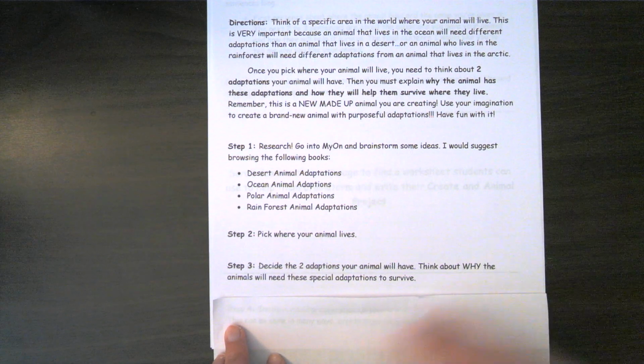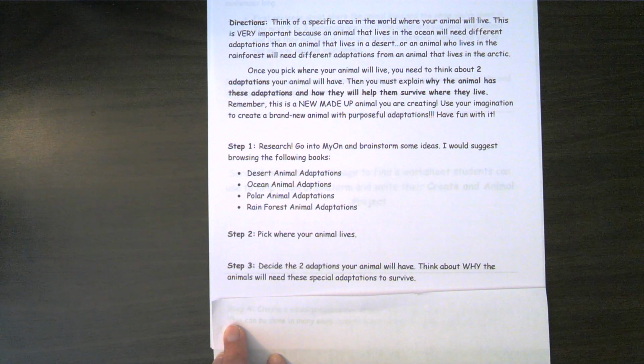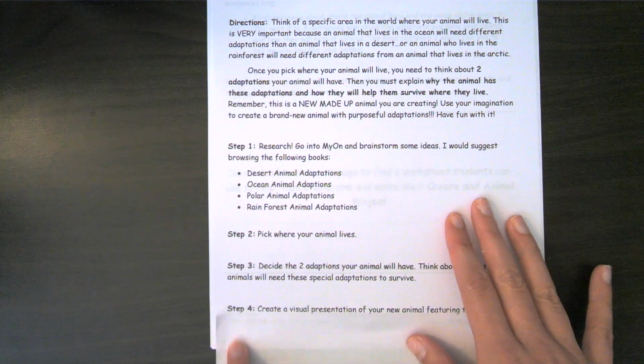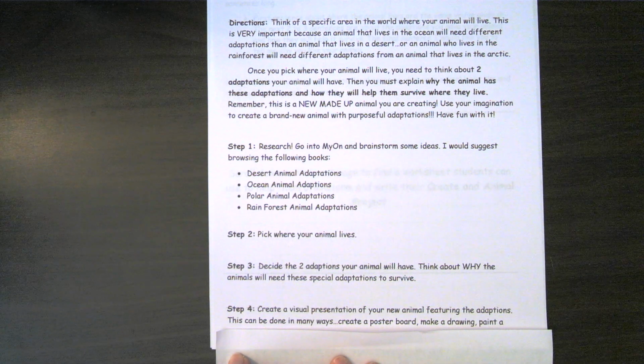Step 3. You're going to decide the 2 adaptations your animal will have. Think about why the animal will need these special adaptations to survive. And step 4, you're going to create a visual presentation of your new animal featuring the adaptations.